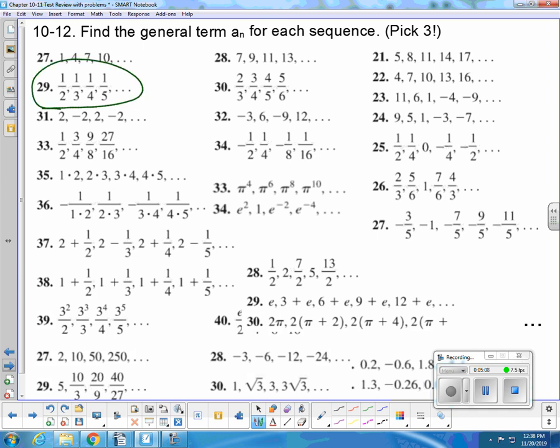Okay, so what I would do is I would say, is it arithmetic? Are we adding by the same amount? No.